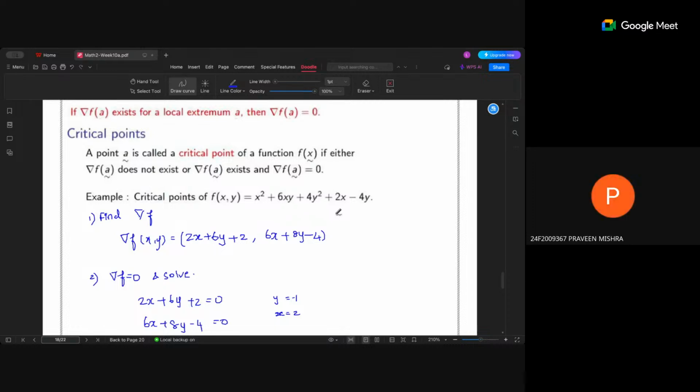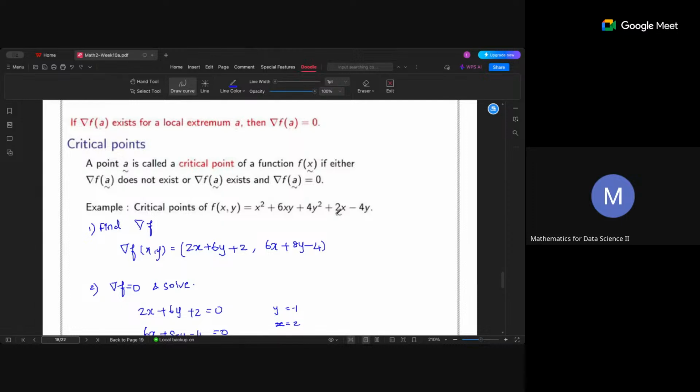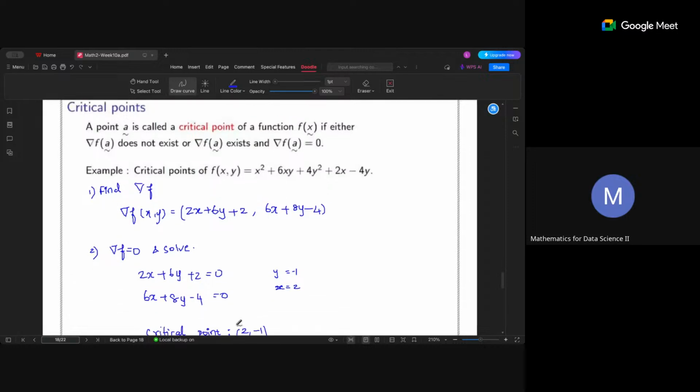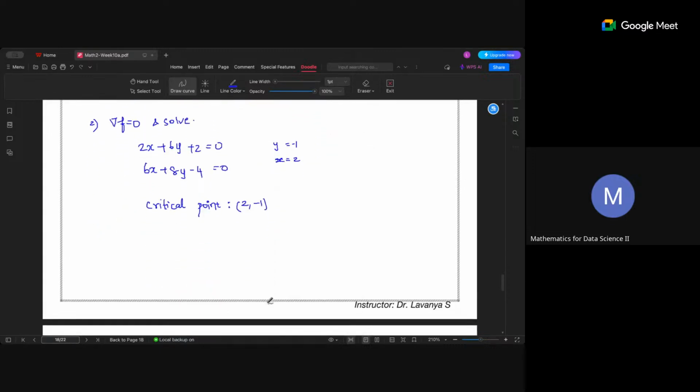After this, we moved to critical points. In critical points, we saw that a critical point can be either a local maximum, local minimum, or a saddle point, right? And given a function, how to find the critical point? Find the gradient, equate it to 0, solve it, and you get the critical points. So these are the things we have covered in week 10.